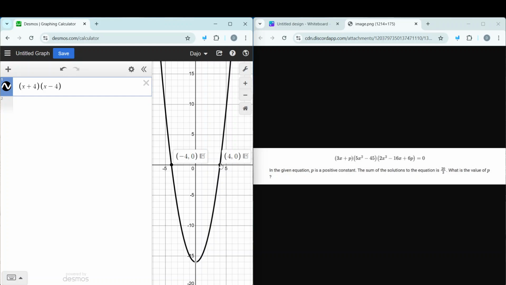For this instance, since we're talking about sum of solutions and we're given a factored equation or function, we're talking about zeros or roots or solutions. In this case, it uses the term solutions, so just make sure you understand that vocabulary. Essentially, the sum of solutions is exactly what it sounds like: you find the solutions and you add them together. So in this example, negative 4 plus 4, the sum of solutions would be 0.